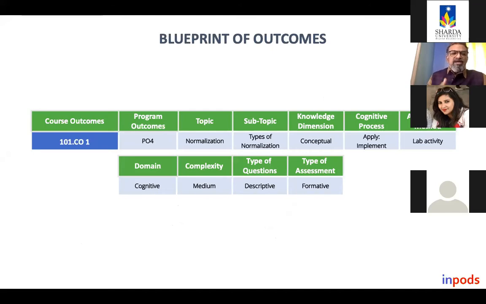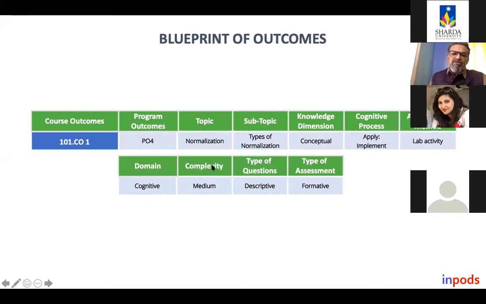If I take a course outcome 101.co1, you may have to find out what PO it is addressing, what topic it is addressing, what subtopic it is addressing, what knowledge dimension it is addressing, and what cognitive process should be used to assess this course outcome. How do you assess it? This is an assessment tool. What domain? It is a cognitive domain. Complexity, you have to have medium level complexity when you design the questions related to outcomes.